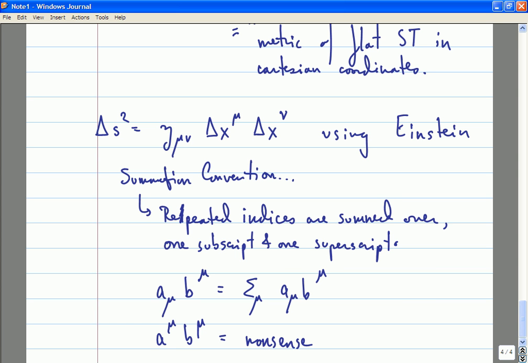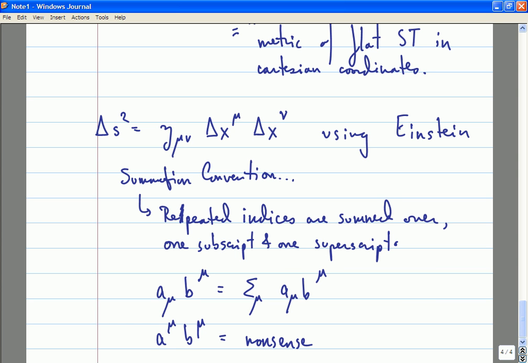People do always get tripped up on the business of upper indices versus lower indices. People always make mistakes at the beginning in this regard, so it's just something you'll get used to. So, are there any other questions?